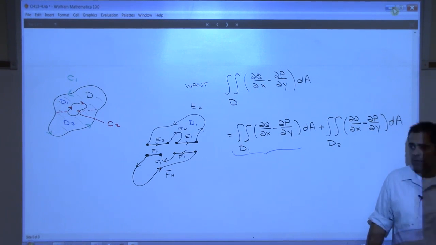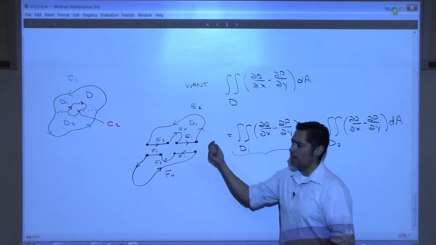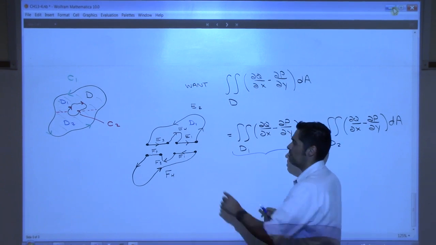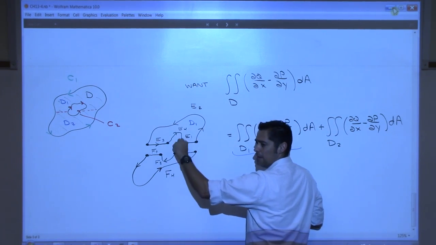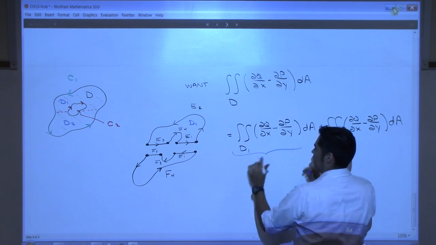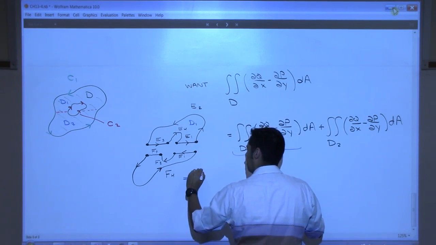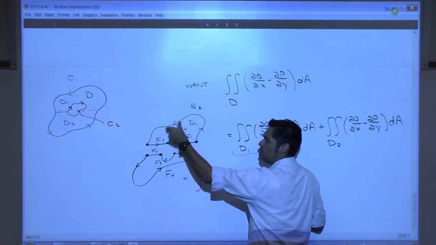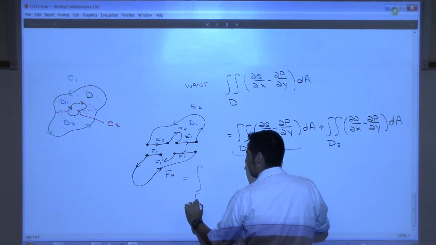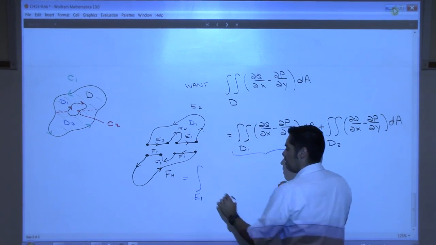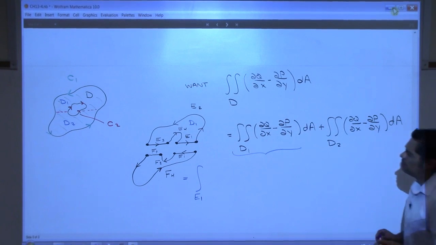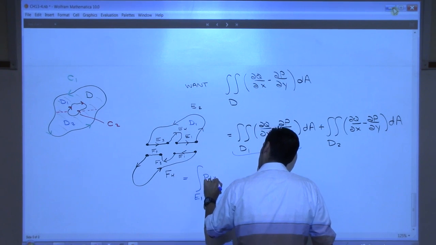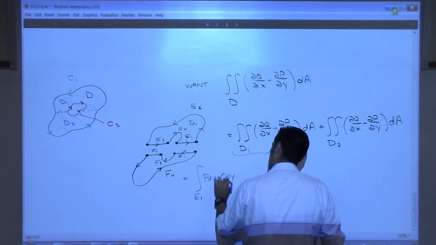Green's theorem: the line integral along the curve that encloses D, as long as that curve is in the positive orientation. So notice that this is positively oriented, right? So this, just this, should be equal to the line integral over this whole path. But since I broke it up into smaller paths, do you agree I could say line integral over E1 of, what is the formula? P dx plus Q dy. All right?